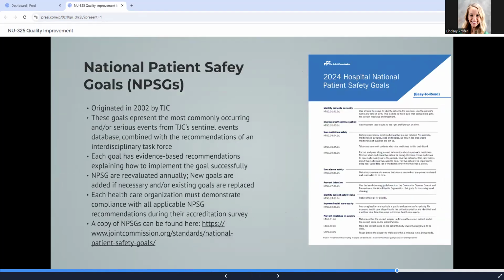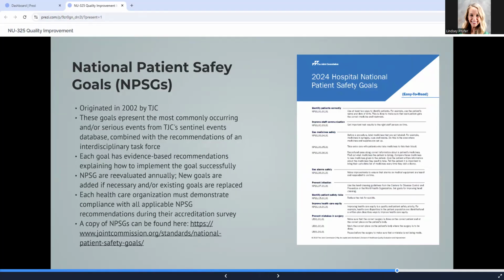So there are also some national patient safety goals that were originated by the Joint Commission in 2002. These goals represent the most commonly occurring and or serious events from the Joint Commission Sentinel Events database, combined with the recommendations of an interdisciplinary task force. Each goal has evidence-based recommendations explaining how to implement the goal successfully. National patient safety goals are reevaluated every year and new goals are added if necessary and or potentially existing goals are replaced. Each healthcare organization must demonstrate compliance with all applicable national patient safety goal recommendations during their accreditation survey.